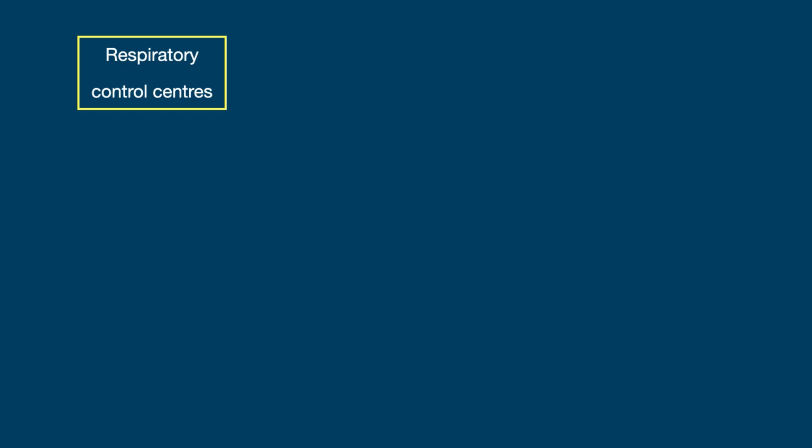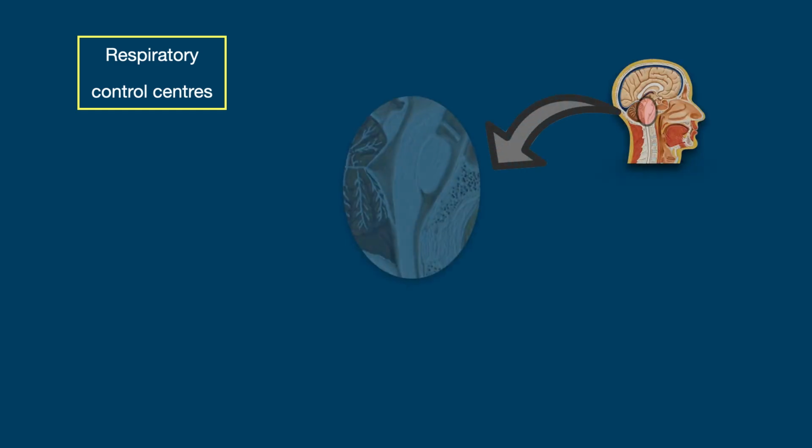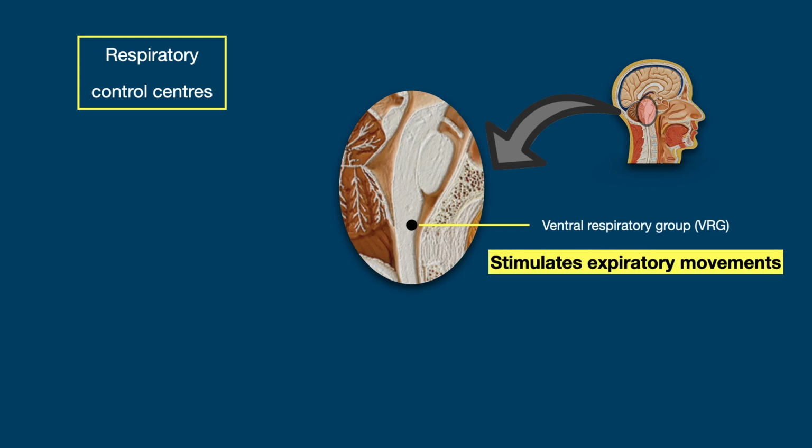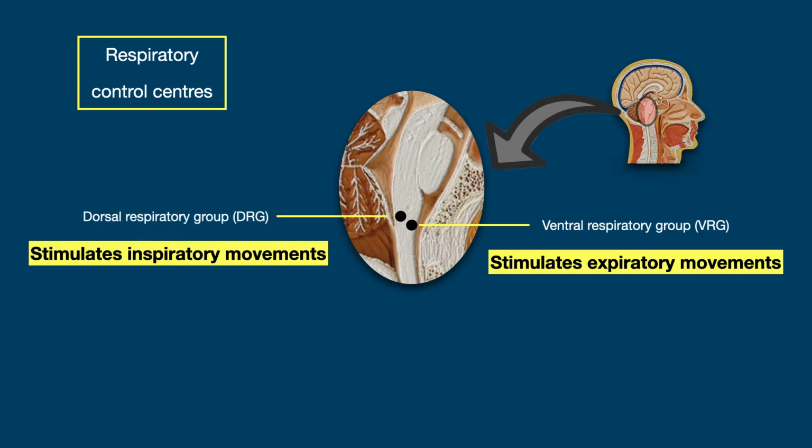The medulla oblongata is the primary receptor control center. Its main function is to send signals to the muscles that control respiration to cause breathing to occur. There are two regions in the medulla that control respiration: the ventral respiratory group, which stimulates expiratory movements, and the dorsal respiratory group, which stimulates inspiratory movements.